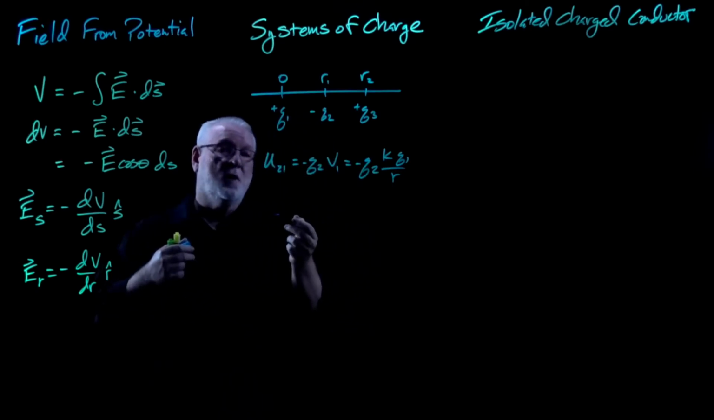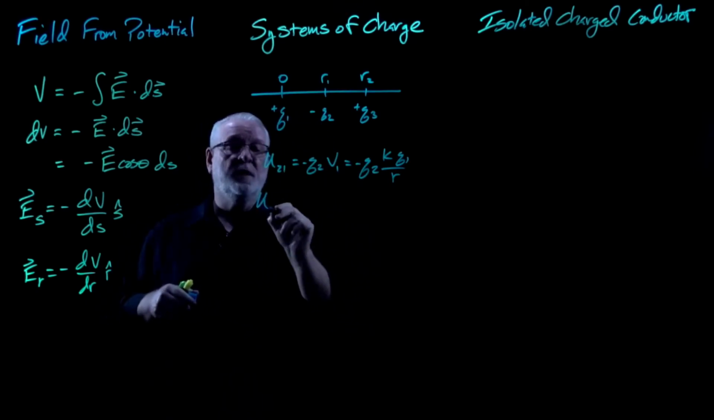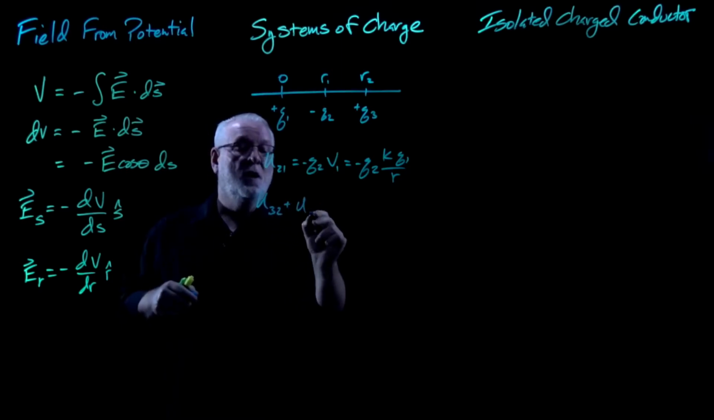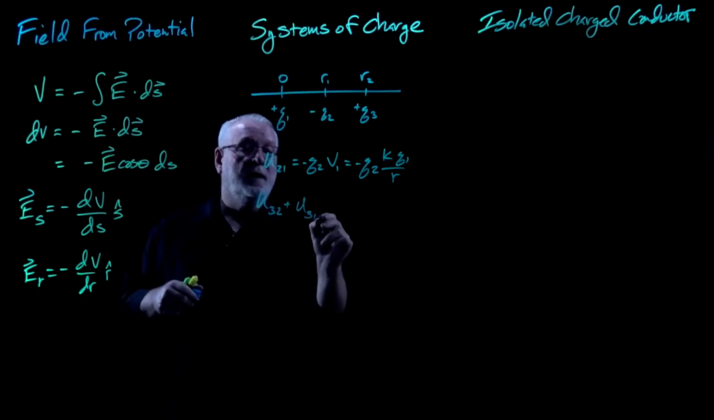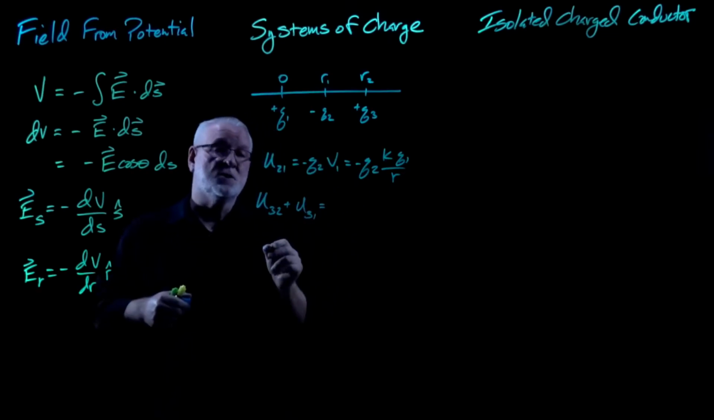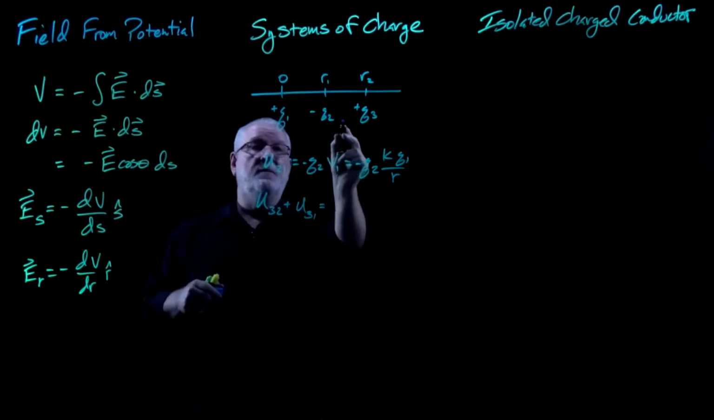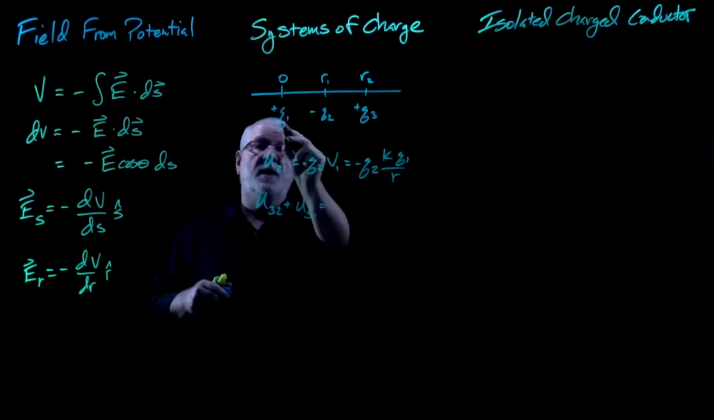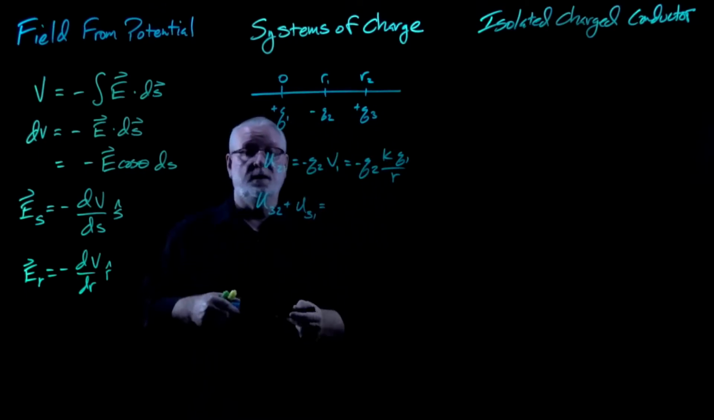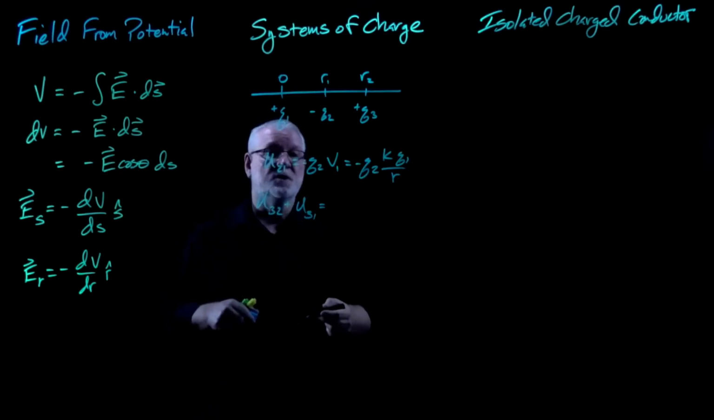Next, let's consider bringing Q3 in. So that's going to require the sum of two terms because there'll be a U from 3 to 2 plus a U from 3 to 1. In other words, there'll be two different potential energies that will be different based on how Q3 responds to Q1 and 2 being present in these locations. Let's look at those terms individually.